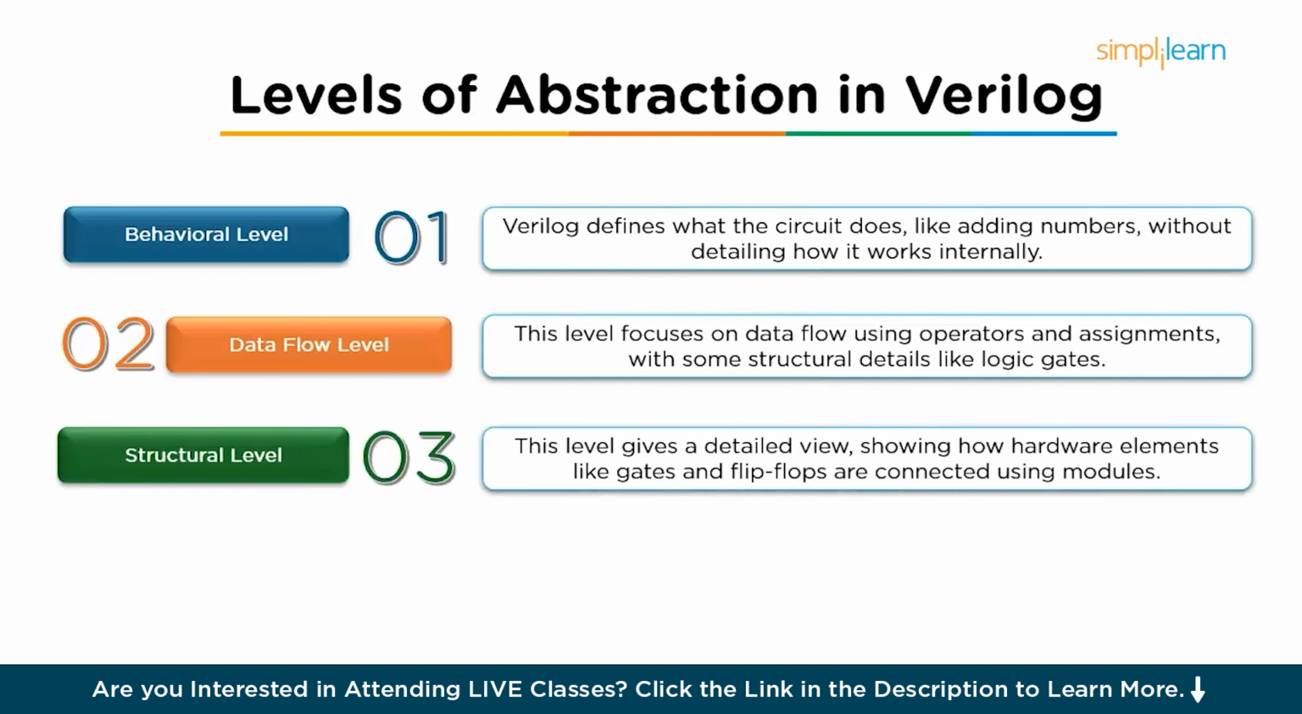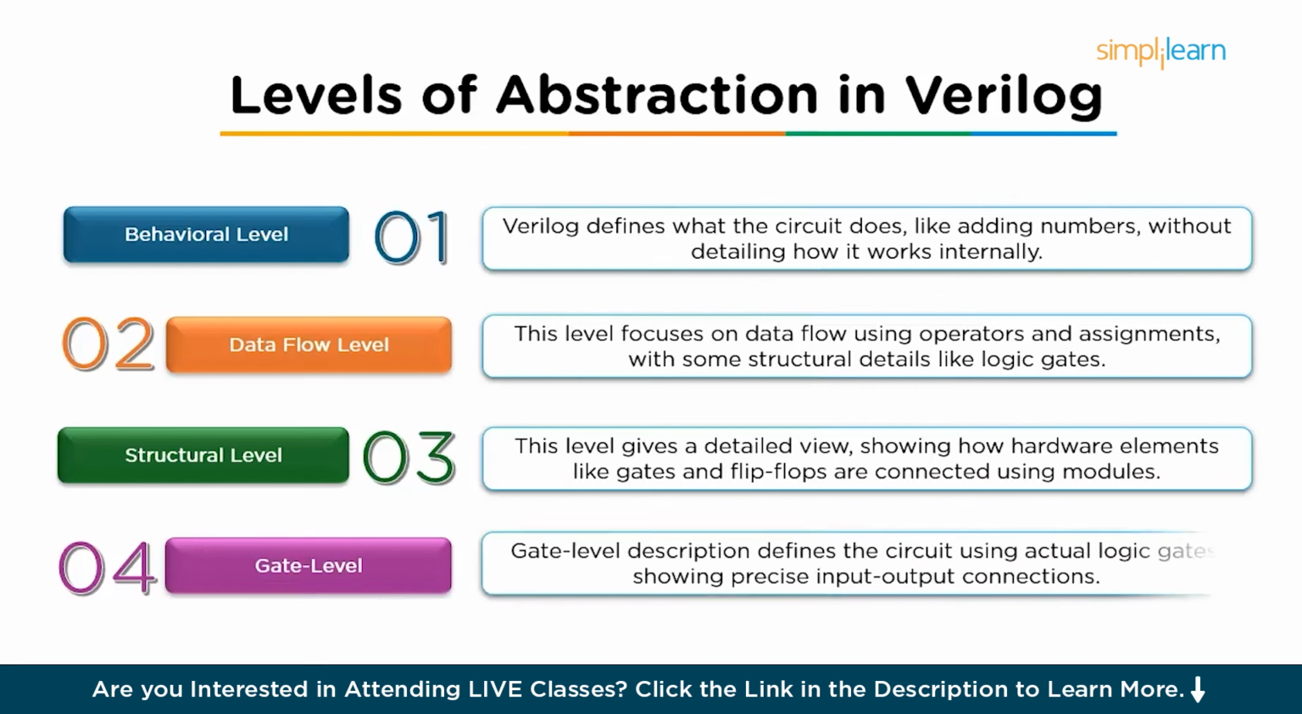This level involves the most detailed descriptions of the circuit, specifying exactly how different components are connected. This level of abstraction uses modules that represent actual hardware elements such as gates, flip-flops, and other fundamental components and shows how these components are integrated.